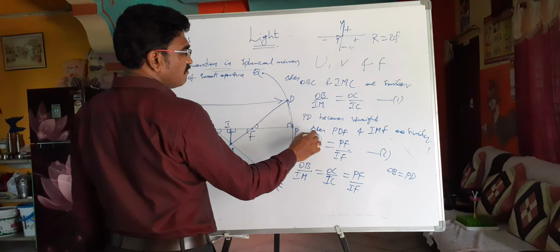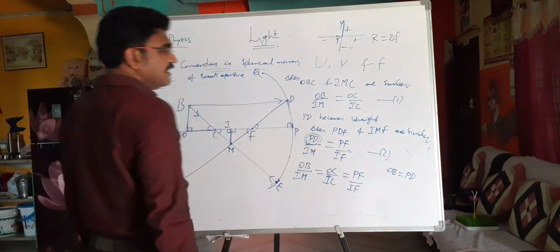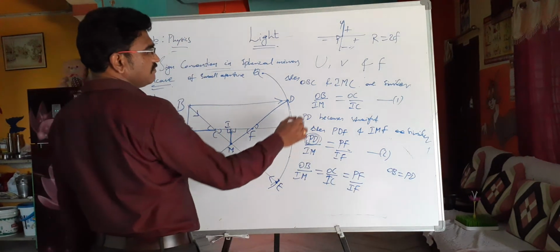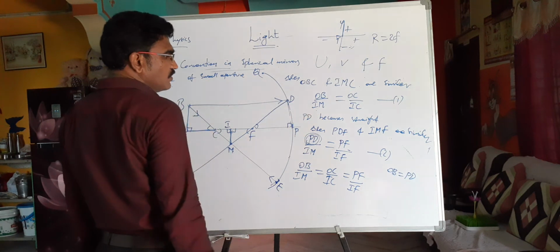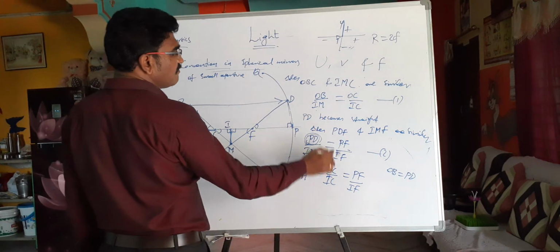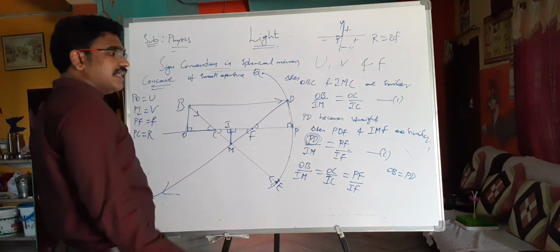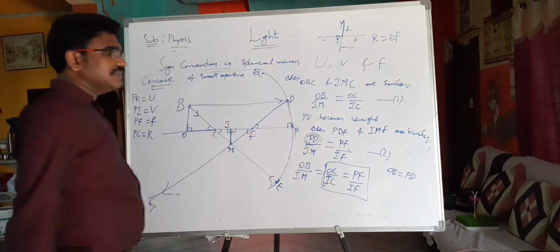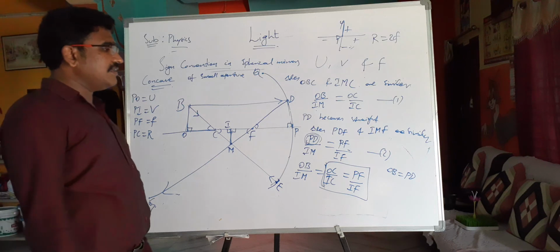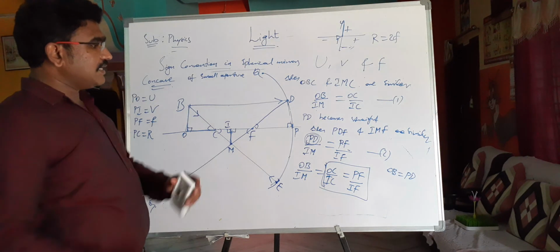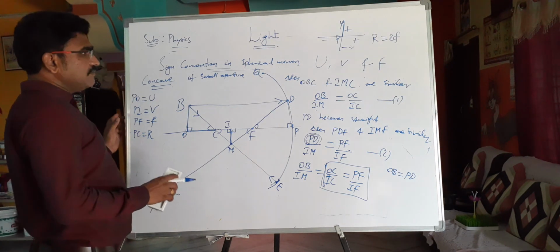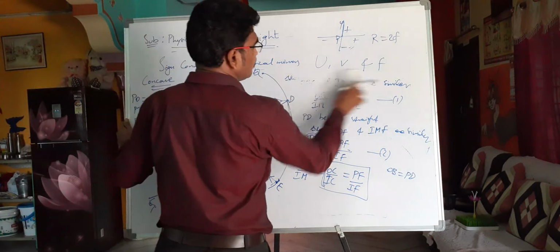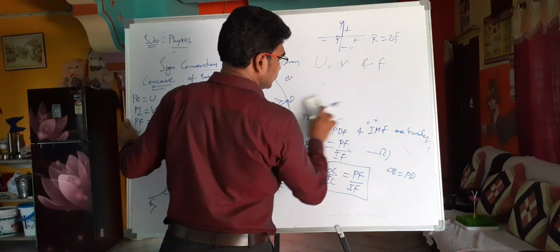So, in the place of PD, I say OB is equal to PD. If OB is equal to PD, what can I write? I say OB by IM is equal to PF by IF, which is equal to OC by IC. In this, I will take this one. I want to give a relation between U, V and F. Okay, that I will take here, OC by IC. Let me erase this one.